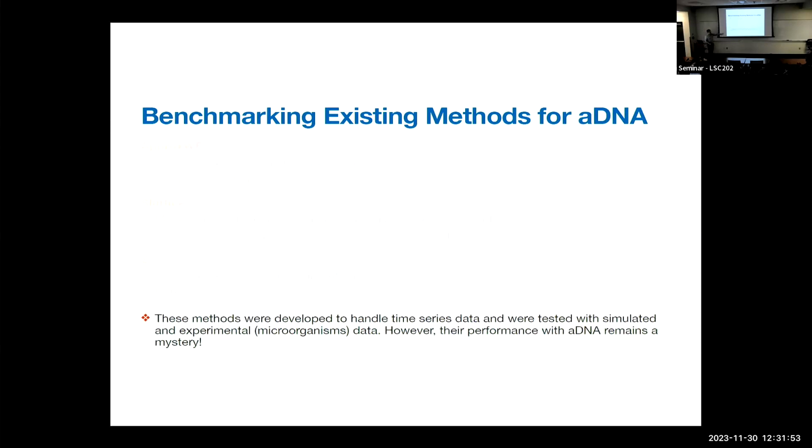The problem with this is that these methods were developed to handle time series data. Great, right? It's like ancient DNA, and they were tested with simulated and experimental data. I put microorganisms here. The ones that I remember are with virus. So they had actually a good amount of data, and when they did the simulations, everything was working fine. However, their performance with ancient DNA remains a mystery. We were like, can we actually use this or not? Because the data that they use for time series is usually much better quality, or in number, than the type of data that we use.